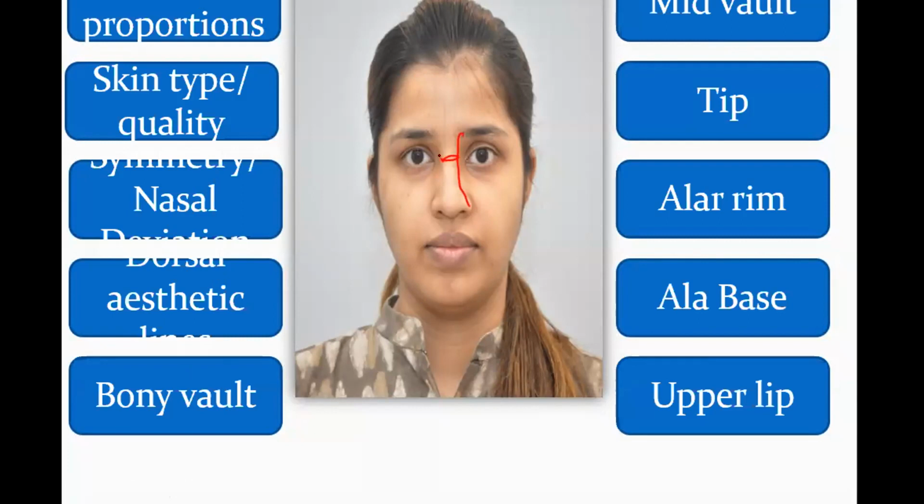Can you see the red markings as I'm doing on the screen? Yes, sir. We can see, sir. Then you need to look at the mid vault. Then you need to look at the tip. You need to look at the alar rim. You need to look at the alar base, and you need to look at the upper lip.